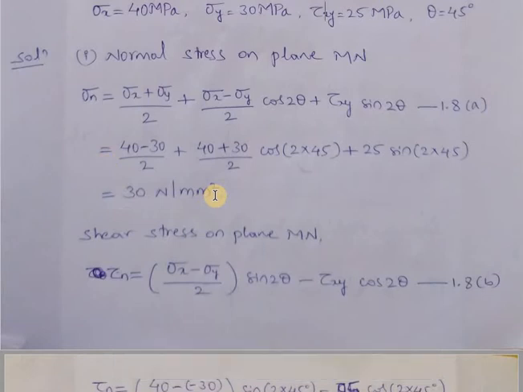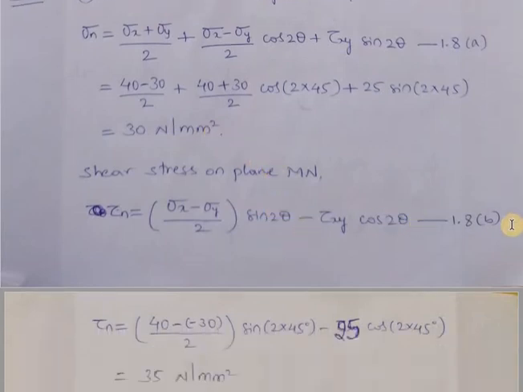Next we have shear stress on the plane MN. So from the data handbook, referring to equation number 1.8b, we have tau n is equal to (sigma x minus sigma y) divided by 2 into sin 2 theta minus tau xy into cos 2 theta.